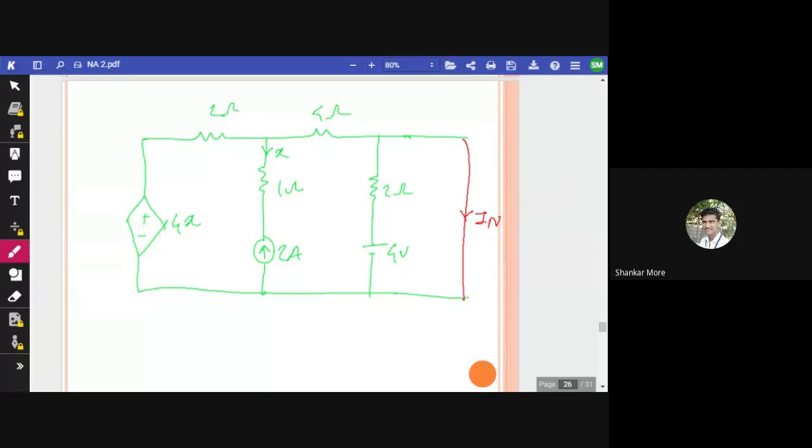Guys, there are certain other theorems also, Millman's theorem and other theorems, but they are not included in the syllabus, so we are not going to invest our time on those theorems.